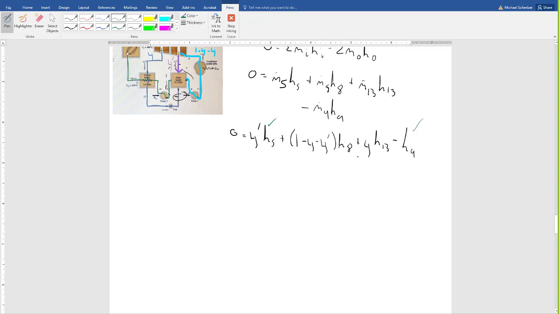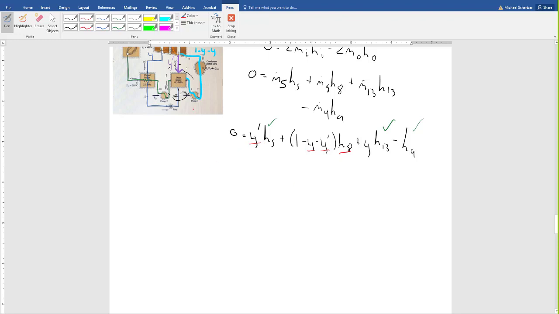So 1 to 5 and anything above 9. So we do know 13. We don't know 8. So this one, it's not a terrible equation. I mean, it's a nice equation. All equations can be nice, right? But we don't know y. We don't know y prime, and we don't know h8. Even if I could fix the states, I can't find either y or y prime here.